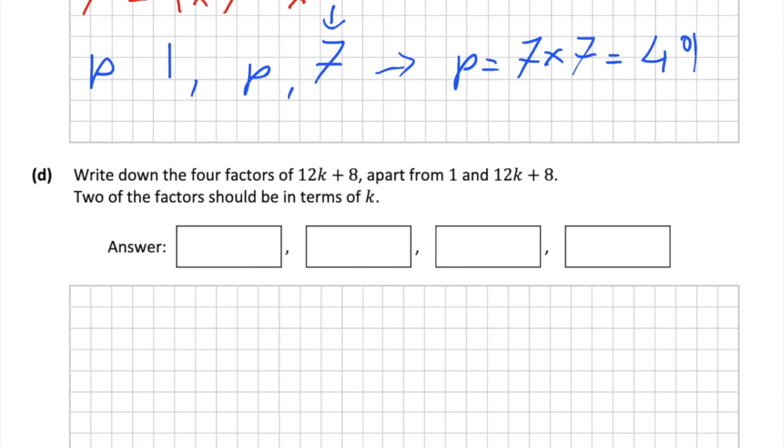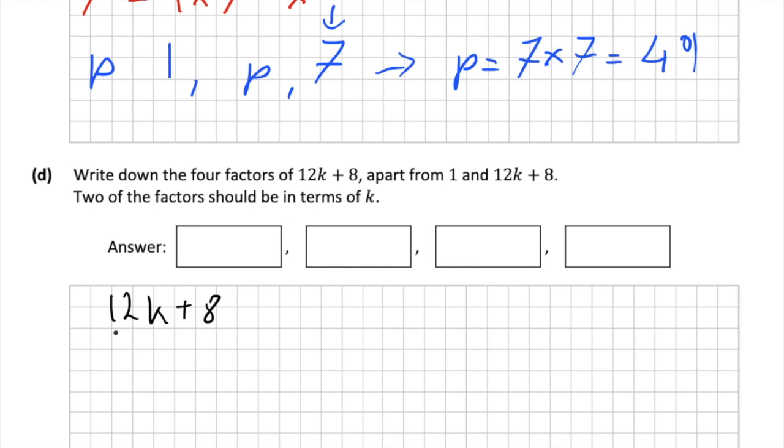Now, for the final part of question 2, we're looking at writing down the 4 factors of 12k plus 8, apart from 1 and 12k plus 8. Two of the factors should be in terms of k. This is a factorization question, and let's just look at how I would do this question. We are looking at what factors there are for 12k plus 8. This is a full expression, so we have to factorize all of those terms.